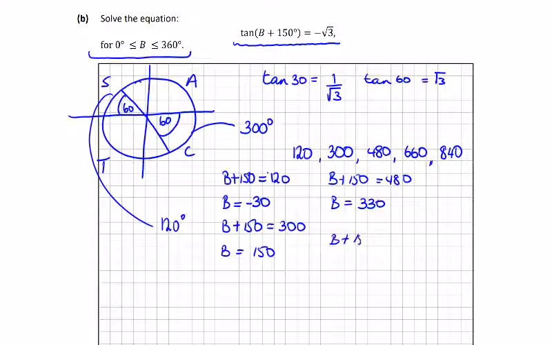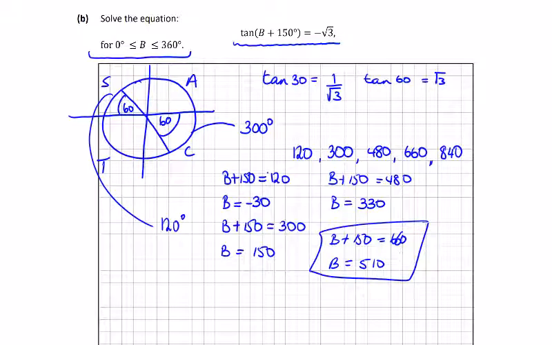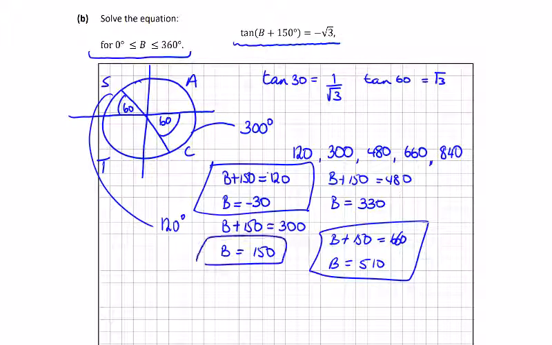For B plus 150 equal to 660, we're going to get B to be 510, which is clearly above where we're at. And this one, in fact, the first solution, unusually at leaving cert, is below and gives a negative angle, so it's out of range. So there's two solutions here. For B, B can be equal to 150, or B can be equal to 330.